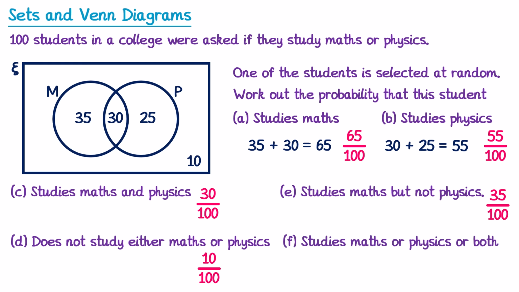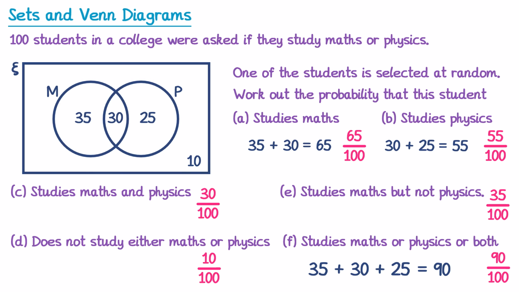And finally, what if it said the probability they study maths or physics or both? So this is any of the students that study at least one of those subjects, which is all of the students inside both of the circles. So if we add all of these together, 35, 30, and 25, we end up with a total of 90. So the probability is 90 over 100.